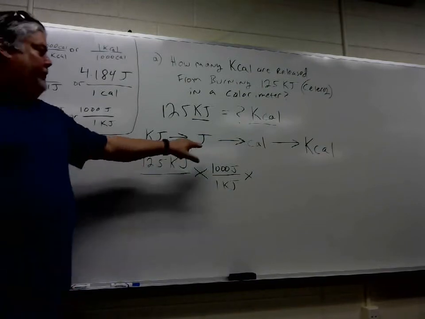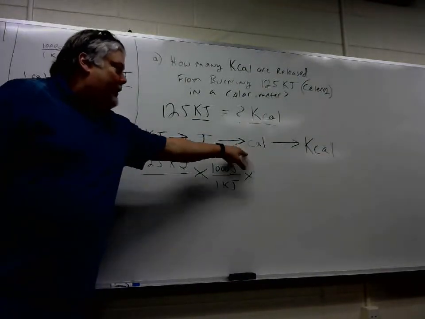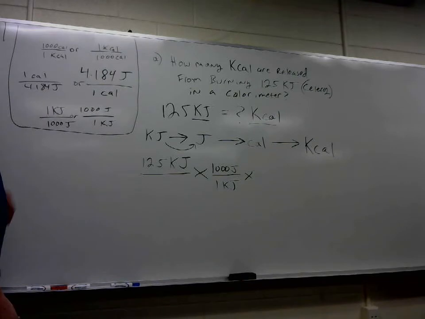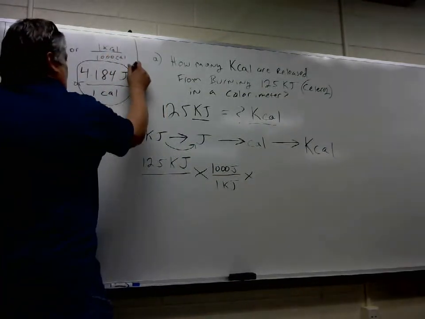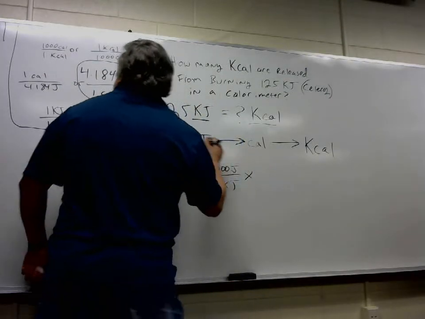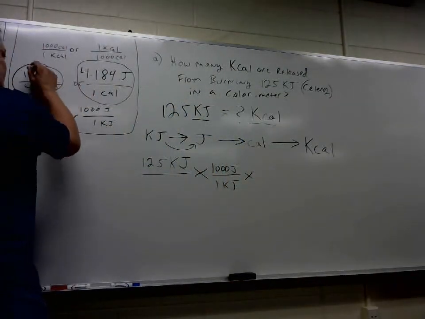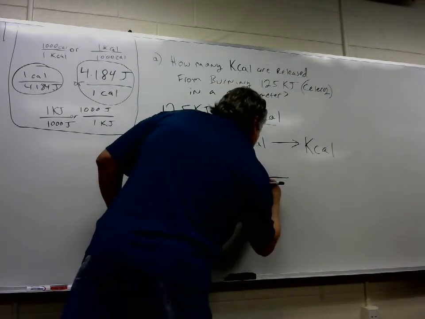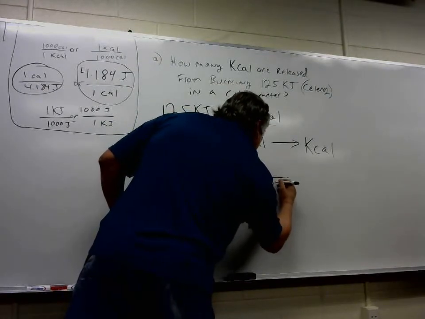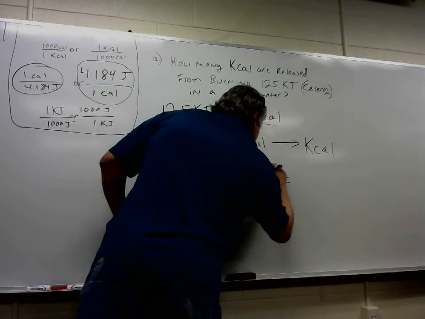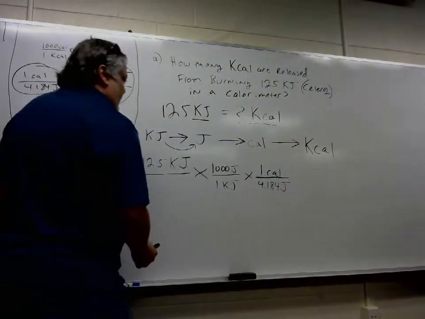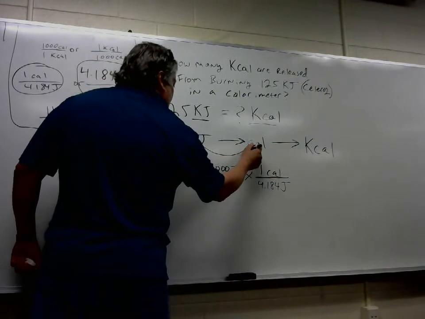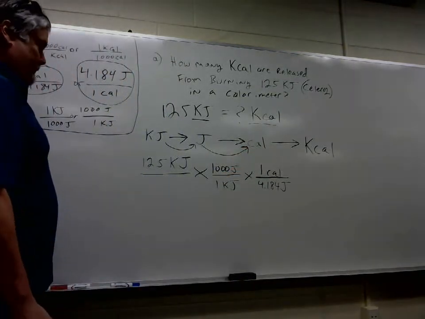Okay, so now we need to make the jump from joules to calories. That's going to be this middle conversion factor, okay? So we're in joules, and we need calories. So joules is going to go on the bottom, right? So we're going to use this one. I'm sorry, this one. Joules on the bottom. So 4.184 joules is equal to 1 calorie. Okay, now we've made the next leap from joules to calories.